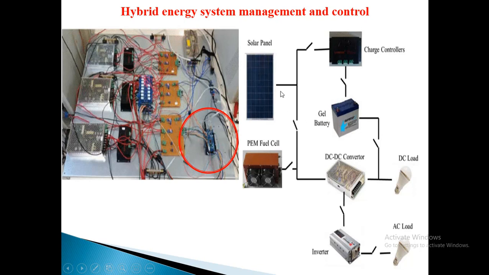That means we have to connect a voltage and current sensor with the fuel cell, and another voltage sensor with the battery to measure the state of charge. And then we can send those sensor readings to the Arduino analog pin. Then we will be able to monitor the power generation and the battery surge on the LCD display.